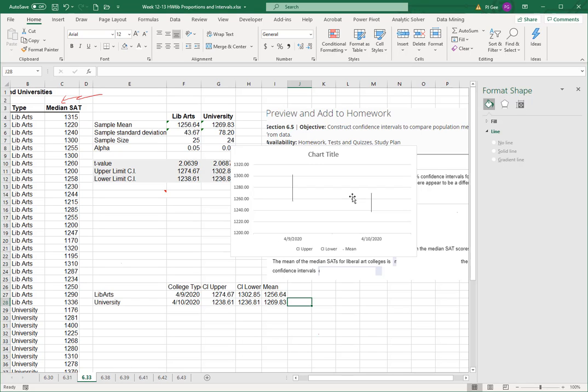Okay, so this is the liberal arts line, this is the university line, and there you go. And they overlap, so there's a potential that they're the same, that they're not that different. If these were out of the range, if the line was all the way down here or something like that, that means you've got a pretty good shot that they're different, and that's the end of that one.